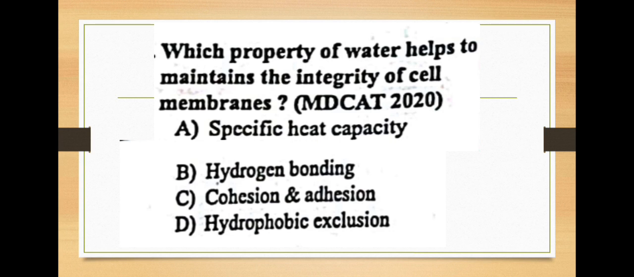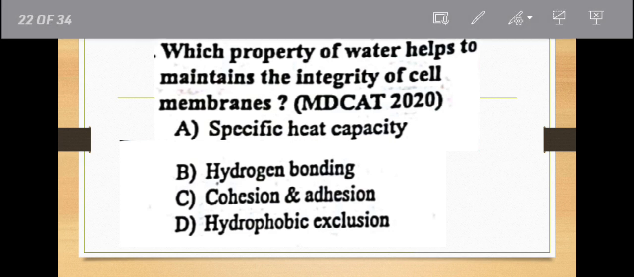Which property of the water helps to maintain the integrity of the cell membrane? MDCAT 2020. A, specific heat capacity. B, hydrogen. C, cohesion and adhesion. D, hydrophobic exclusion. Hydrophobic exclusion is the property of water which maintains the integrity of the cell membrane.